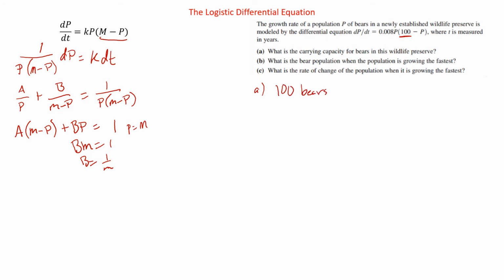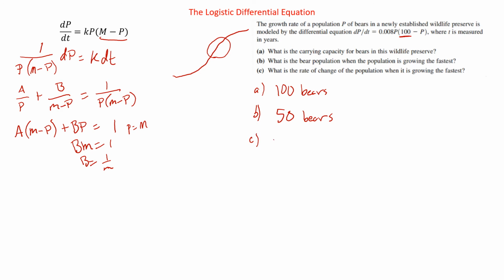bears. And then what is the bear population when the population is growing the fastest? Remember, logistic curves look like that. The slope is steepest right in the middle. So it'll be half of that, about 50 bears. And then what is the rate of change of the population when it is growing the fastest?